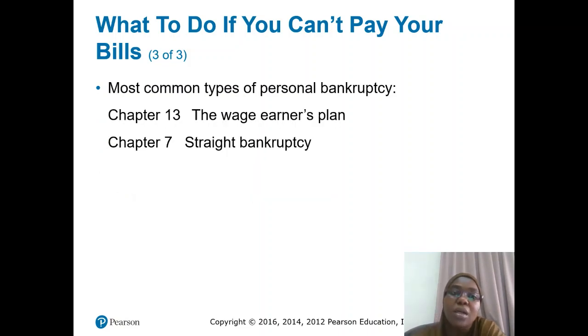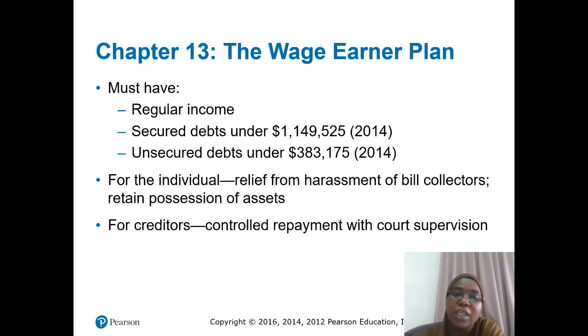Another thing, the most common types of bankruptcy that we have are the wage earners plan, which will be discussed maybe around Chapter 13, and then we have the straight bankruptcy. The wage earner plan must have a regular income if you want to go for this plan, right? That is once you declare yourself bankrupt.